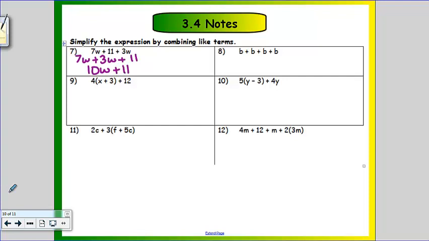That's my simplified expression. In number 8, I have b plus b plus b plus b. When you have a variable that has no coefficient, the coefficient is actually 1. So really here we're adding 1b, 1b, 1b, and 1b. So altogether, that's 4b.